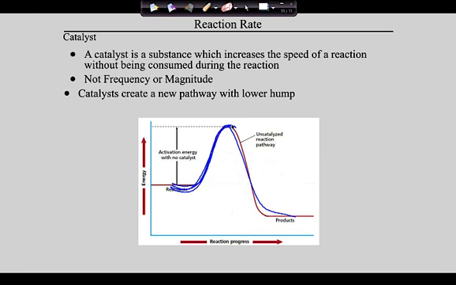And again, we understand that we can get more collisions over the hump by getting them to hit harder, magnitude, or more often, frequency. And the way that we can do that is by increasing the temperature, increasing the concentration, or increasing the surface area.